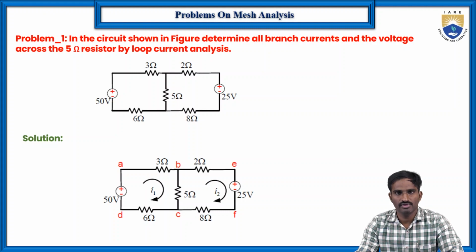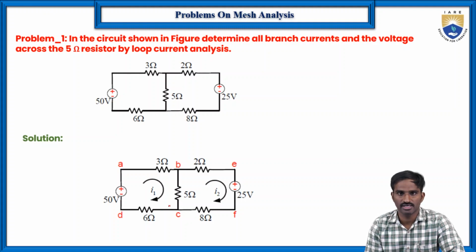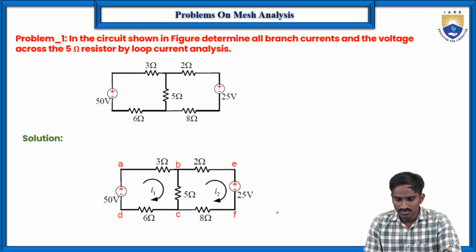For the given circuit there are 2 loops, so we will get 2 loop currents, which we can call I1 and I2. The current flowing through loop 1 is I1, and the current flowing through loop 2 is I2. Also, for our simple understanding, let me indicate the nodes here: this is node A, B, C, D, and E, F, so that we can consider each loop.